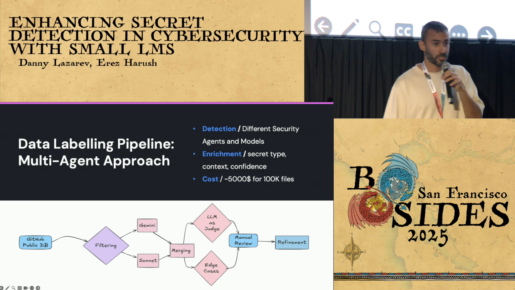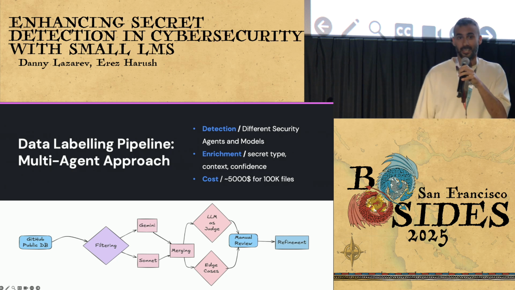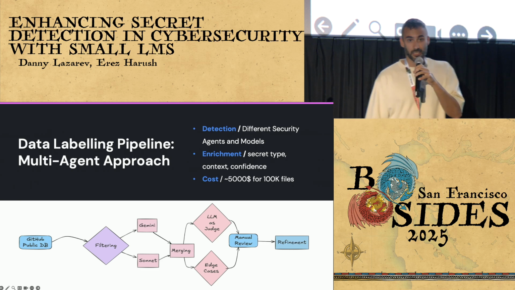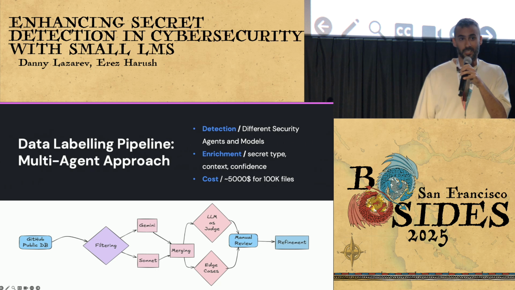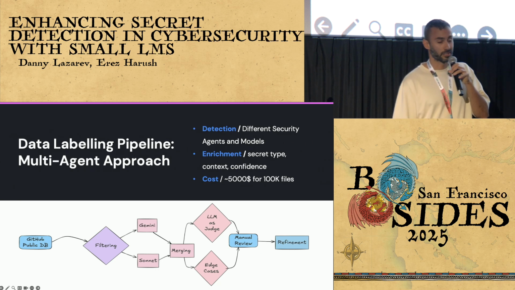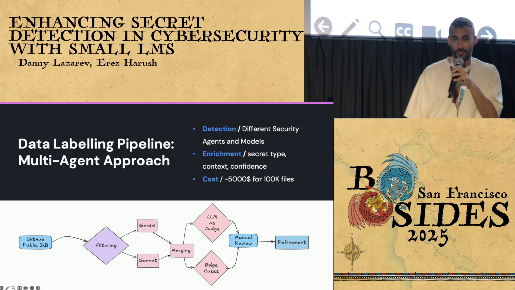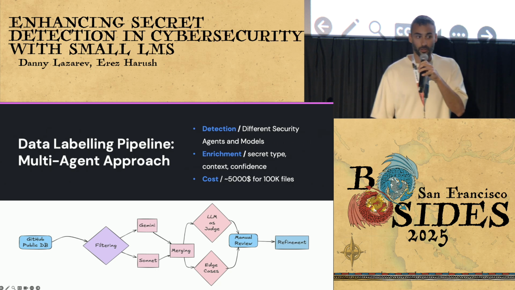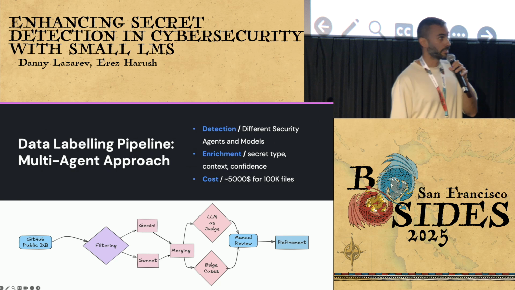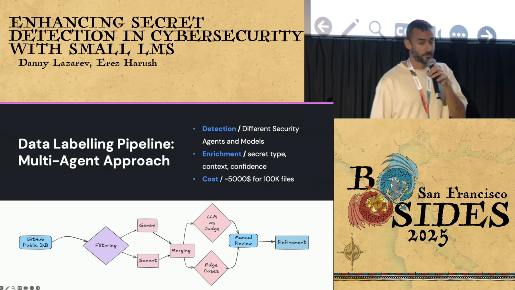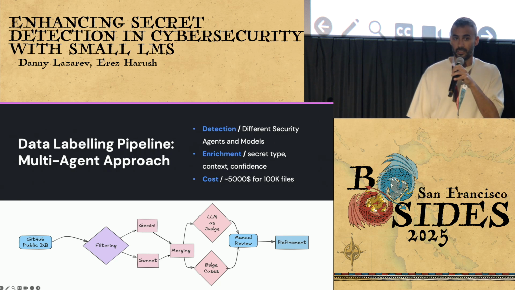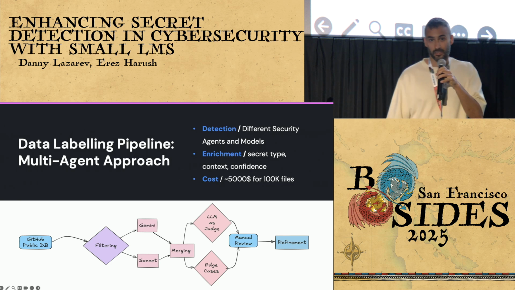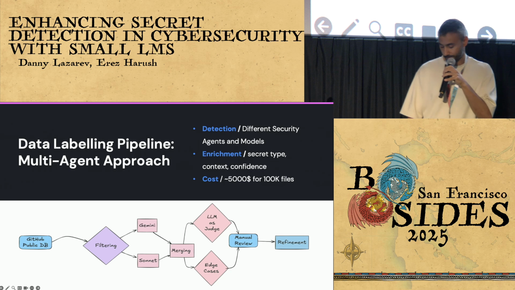I know it's not cheap, but we were actually a bit generous with the models and the experiments that we've done. But it's not expensive considering the data set that we got. We started from 100,000 files of public code on GitHub that has many, many secrets inside, with a good variation of secrets.